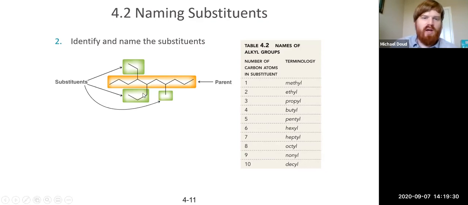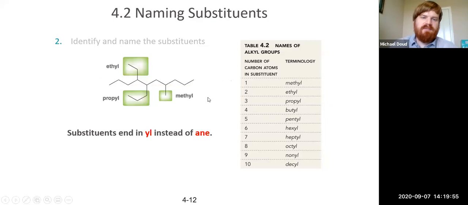Down here, this is 1, 2, 3 carbons on a substituent. 3 carbons would be propane. Propane as a substituent becomes propyl. And lastly, we just have a single lonely carbon over here. You've heard me say this before. This would be methane. It becomes methyl. We talked about methyl groups in several different chapters already. So this is kind of like just formalizing what that name actually means. So yeah, we're going to name those substituents YL instead of ANE.